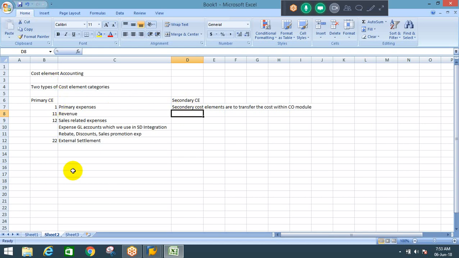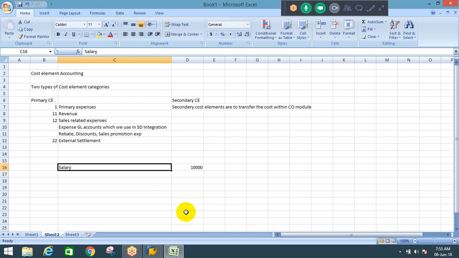So what we do, suppose expenditure, I am paying salary. I am paying salary to one person, and that person is in accounts department. So here I will give accounts department cost center. Suppose I am paying 10,000 salary.